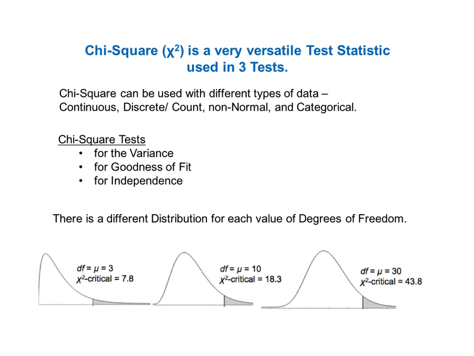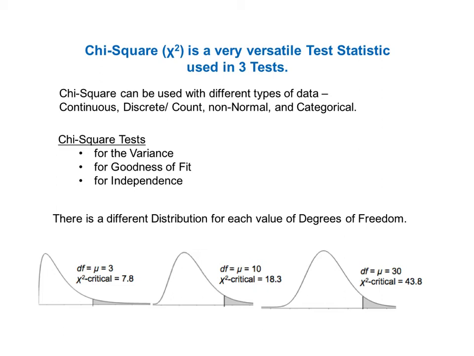Most distributions can handle either continuous data, like the normal distribution, or discrete/count data, like the binomial or the Poisson distributions. But depending on the test, chi-square can handle either. There are 3 chi-square tests. Individual videos are planned for each.